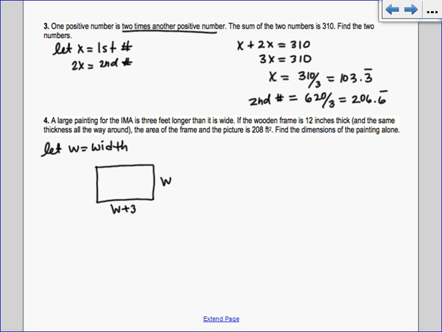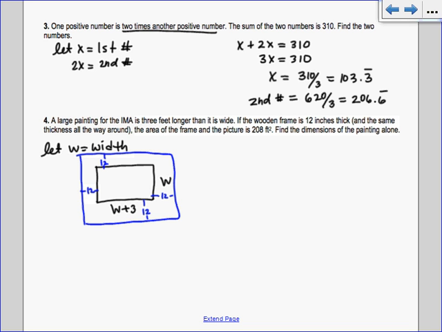And it says if the wooden frame is 12 inches thick and the same thickness all the way around, the area of the frame and the picture is 208 feet cubed. So when I started doing this problem, I started writing it out, and I was like, okay, I'm going to have 12 inches here, 12 inches here, 12 inches here, and so on. So 12 inches all the way around. So this is pre-calc now. It's different than Algebra 2. You have to be very, very careful, and you have to pay attention to your units. So what is wrong with this?